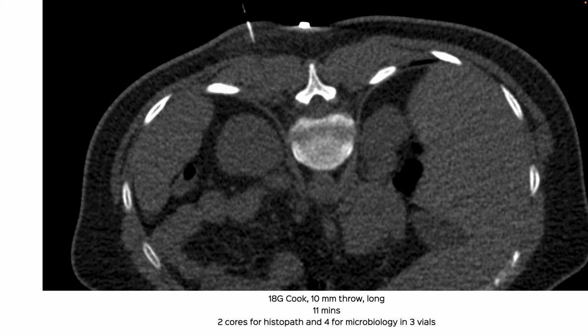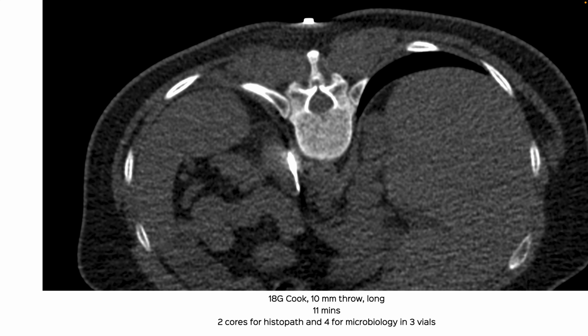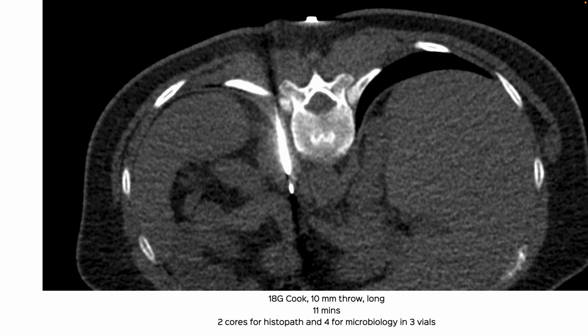So, in this patient, using an 18 gauge Cook 10 millimeter throw long 15 centimeter needle, took about 11 minutes. So, here's the needle. This was angulated a little bit out of plane, but not without gantry angulation, so that I could reach the adrenal gland here, bypassing the kidney. You have to give some local anesthetic when you touch the diaphragm so that the patient doesn't flinch and the breath hold doesn't go out of whack. And here is the deployed gun through the needle in the left adrenal gland.